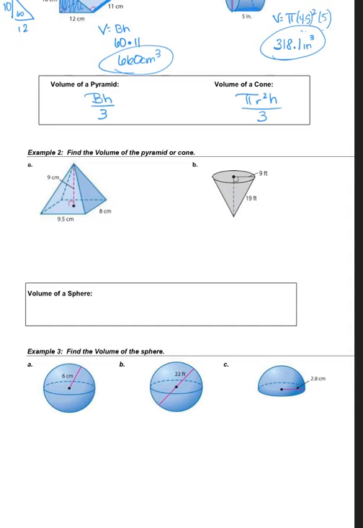So let's look at part A. Again, we look at the base. The base here is this rectangle at the bottom. So we've got the area of a rectangle is 9.5 times 8, which is 76. So to find the volume of this pyramid, we're going to take the area of the base times the height divided by 3. So that's going to be 76 times the height, which is 9, divided by 3. And when I multiply 76 times 9 and I divide by 3, we get 228 centimeters cubed.